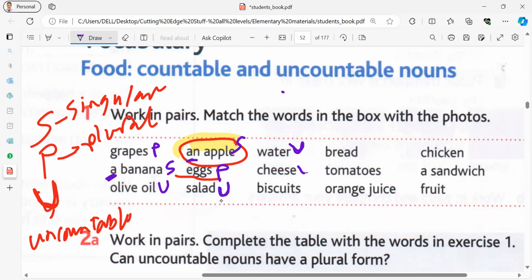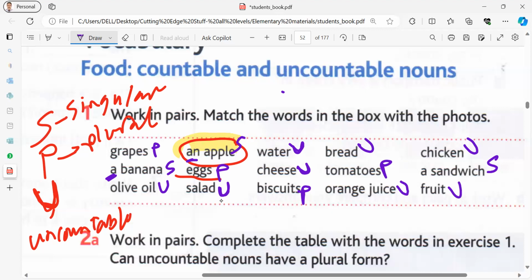Singular? No. Uncountable noun. Okay, cheese, uncountable noun. Biscuit. Plural. Bread. Uncountable. Tomatoes. Plural. Orange juice. Uncountable noun. Chicken. Uncountable noun. A sandwich. Singular. Fruit. Uncountable noun.